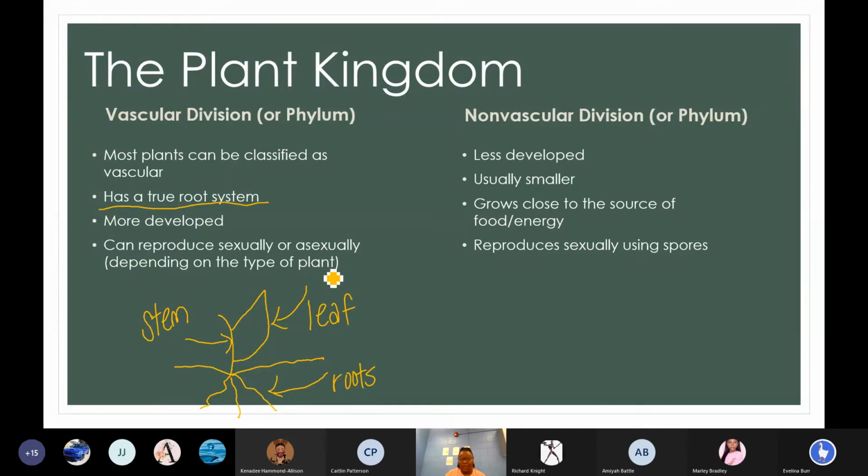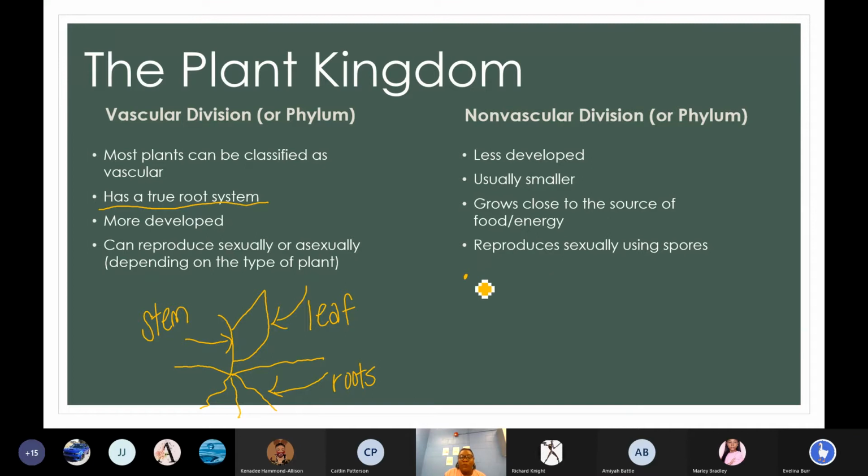A non-vascular plant does not have all of these body parts. No, a non-vascular plant, please write this list of characteristics down. A non-vascular plant is not very well developed. That means it doesn't have many body parts. The non-vascular plant is usually smaller. It grows close to the source of food and energy, and it reproduces sexually using spores.